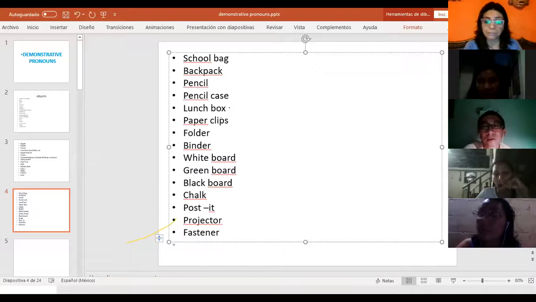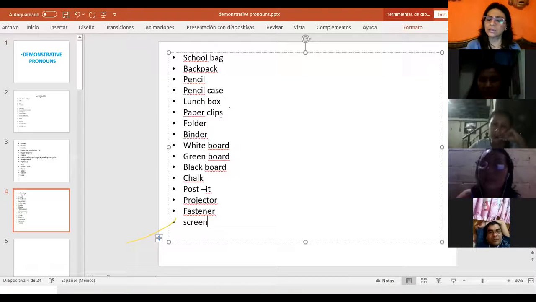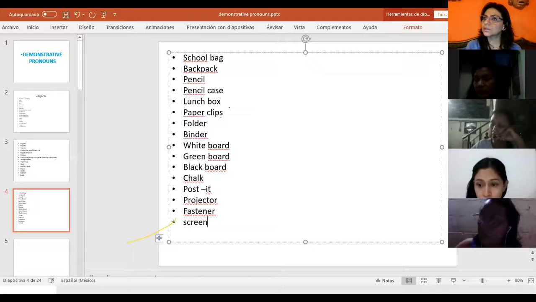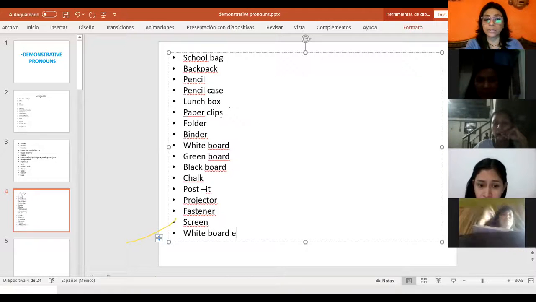Perdón, la pantalla. Para proyectar. Screen. Es the screen. Screen. All right. What else? And how do you say the eraser that you need for the whiteboard? For the board. You can say whiteboard. You can say whiteboard eraser.